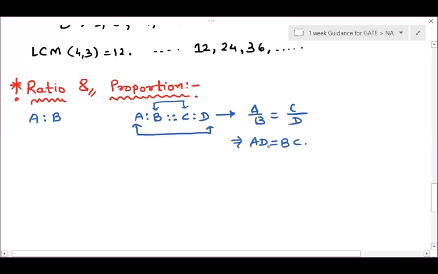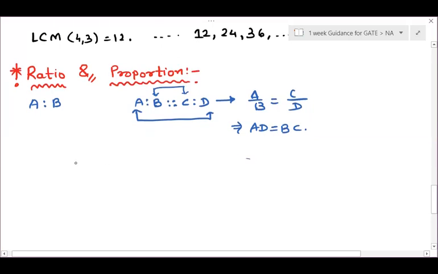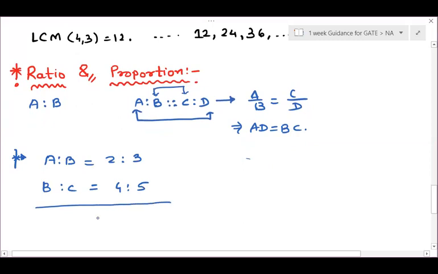Now, which type of questions can you expect over here? See, I'm giving you all the models. First model: suppose they give you A is to B as 2 is to 3. From this, they will also give you B is to C as 4 is to 5. Now they will ask you to find the ratio A is to B is to C.